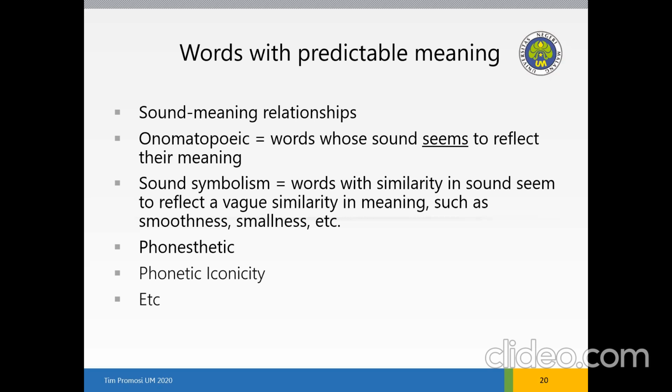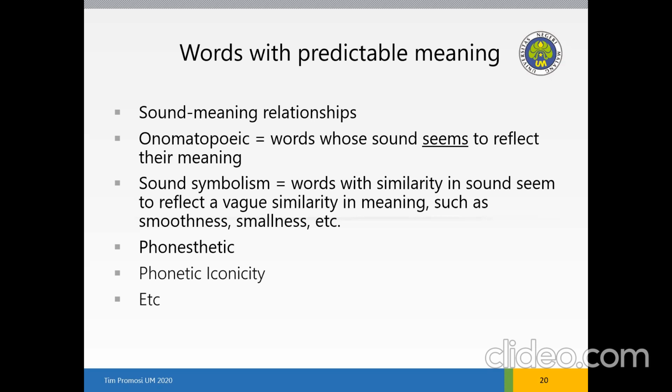onomatopoeic. So it refers to words that imitate or resemble the sound associated with the object or action they describe. So for example, the word buzz for bees, and then meow for cats, and boom for explosions.